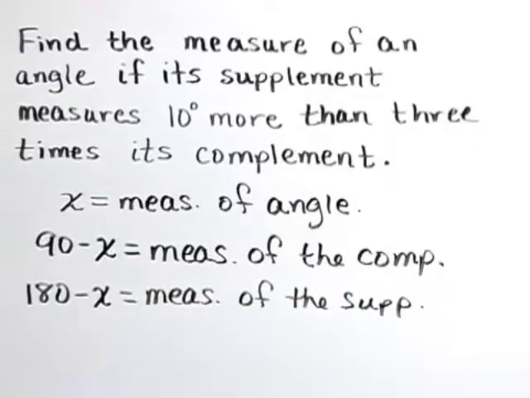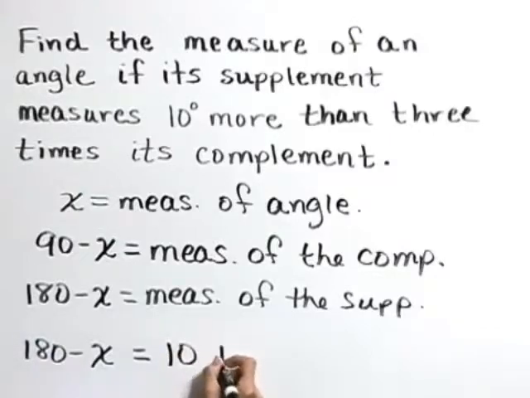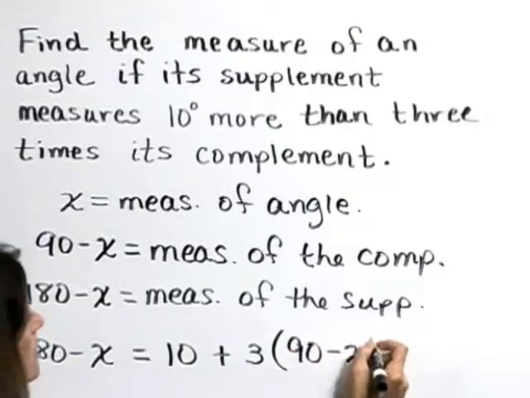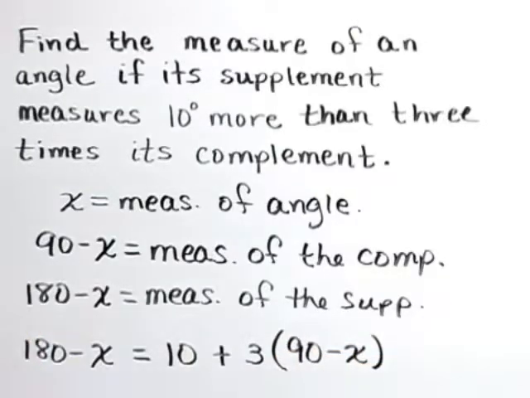Now we're ready to write our equation. We're told that the supplement measures 10 degrees more than 3 times its complement. So the supplement, 180 minus x, is equal to 10 degrees more than 3 times its complement, 90 minus x. We've written our equation, now let's solve it.